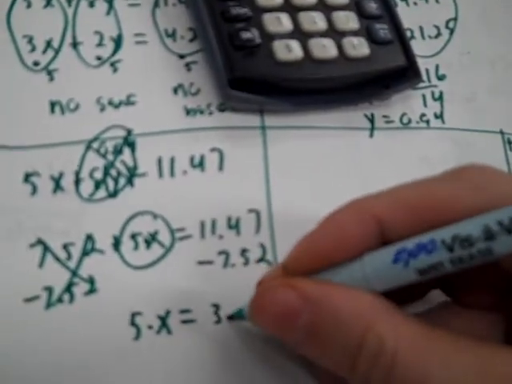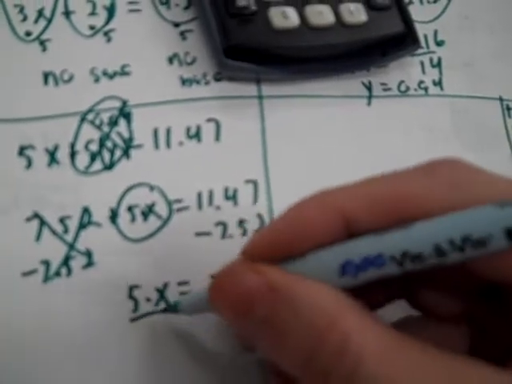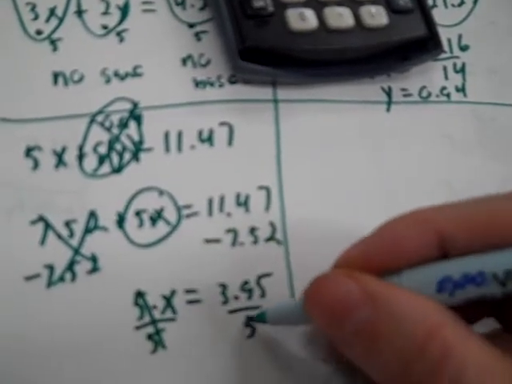So I take 11.47 minus 7.52, 3.95, and then I divide by 5. 3.95 divided by 5, 0.79. That is my second answer. Okay. Next problem.